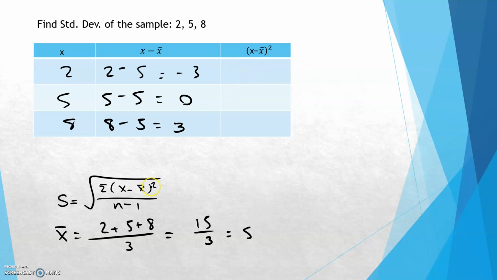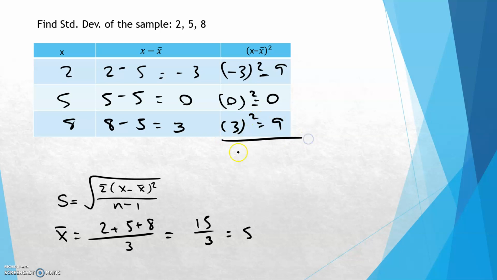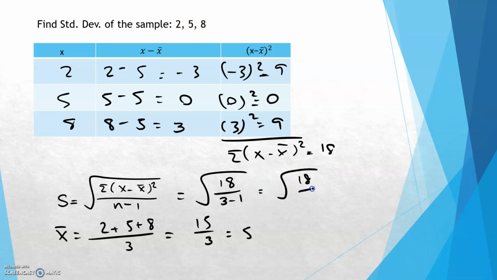Now we need to square it because of this 2 right here. So this would be 9, 0, and 9. If I add these up, it comes out to 18, which will be the top number. And then I need to find out what's my n, sample size. So I have 1, 2, 3 items in my sample, so 3 minus 1. 18 over 2, that's 9, which is 3. So the standard deviation for this sample right here is 3.